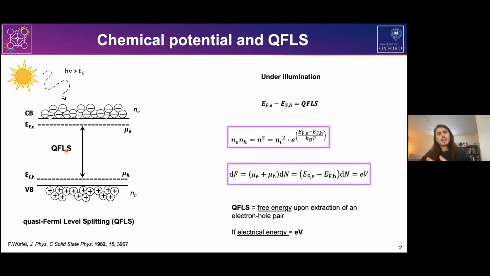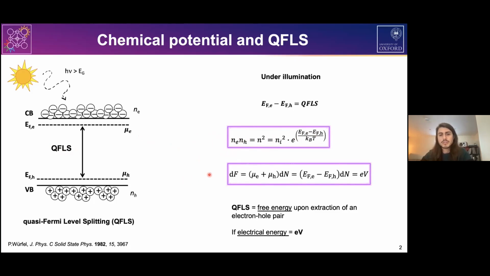I'm going to quickly use two equations to show you why this quantity is so important. The first one is that we can relate the quasi-Fermi level splitting to the free carrier density that we have in our device. So essentially the magnitude of this quasi-Fermi level splitting corresponds to the density of free electrons and holes, which we want to maximize, of course, in a solar cell.